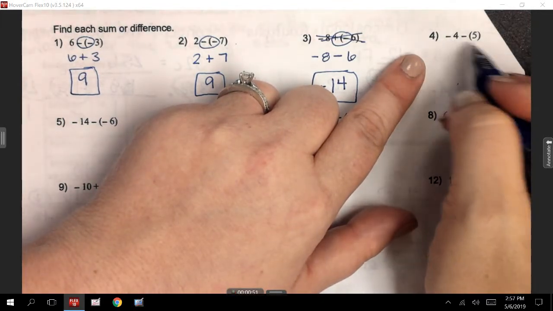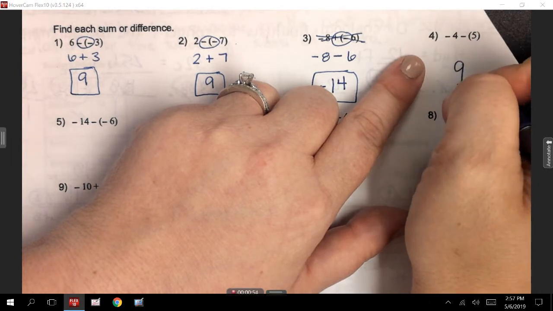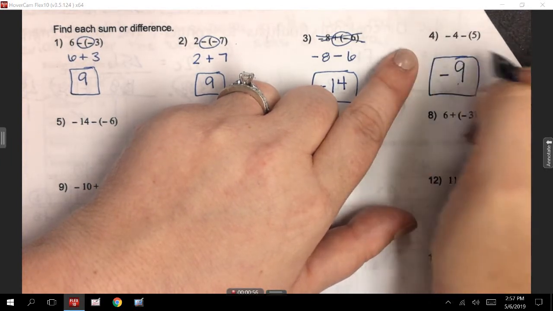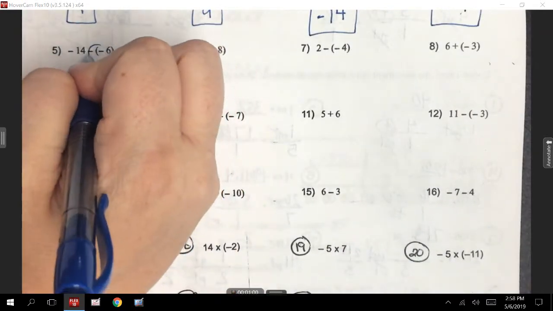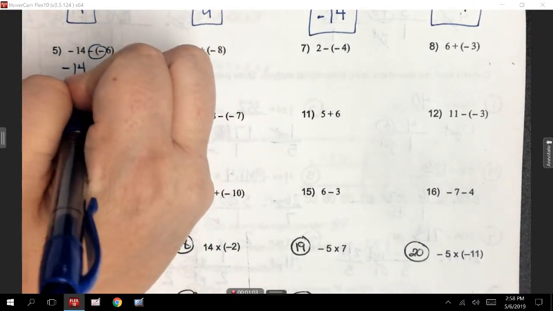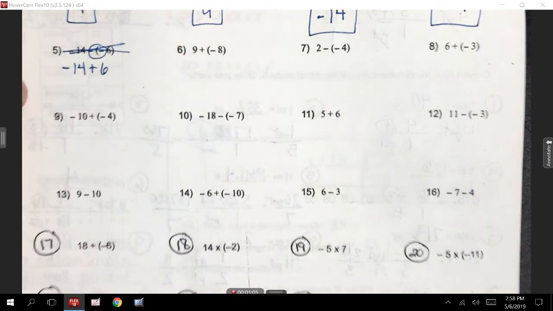So I'm going to put those together, 4 plus 5, because they're the same sign, is 9. We keep the negative that's in front of the bigger number, 5. All right, on number 5, I have a double sign that I'm going to circle. So I have -14 plus 6. So now that problem is gone.